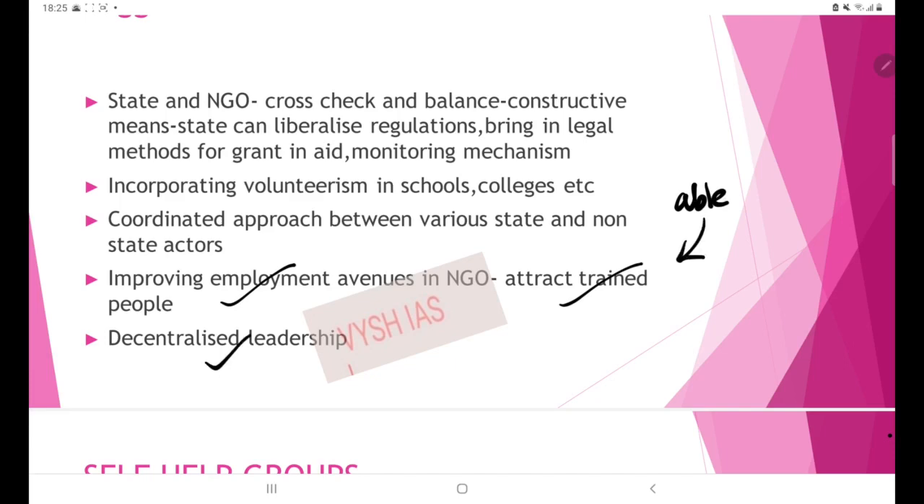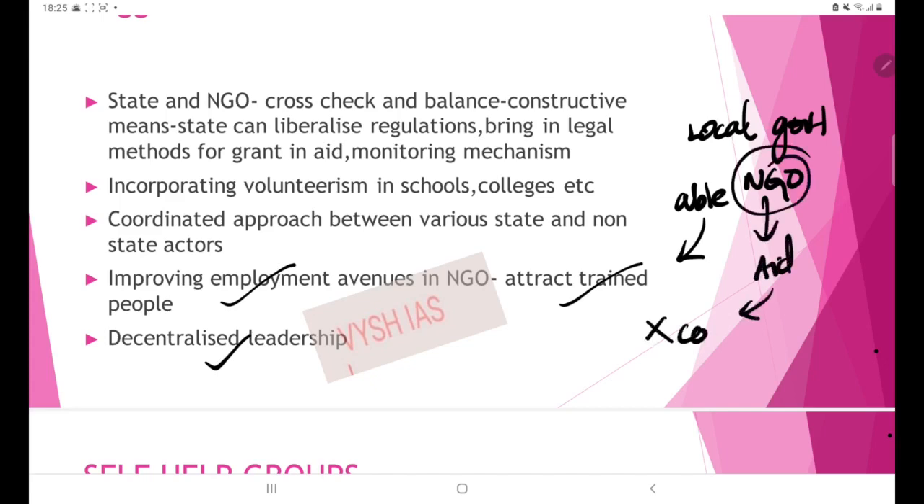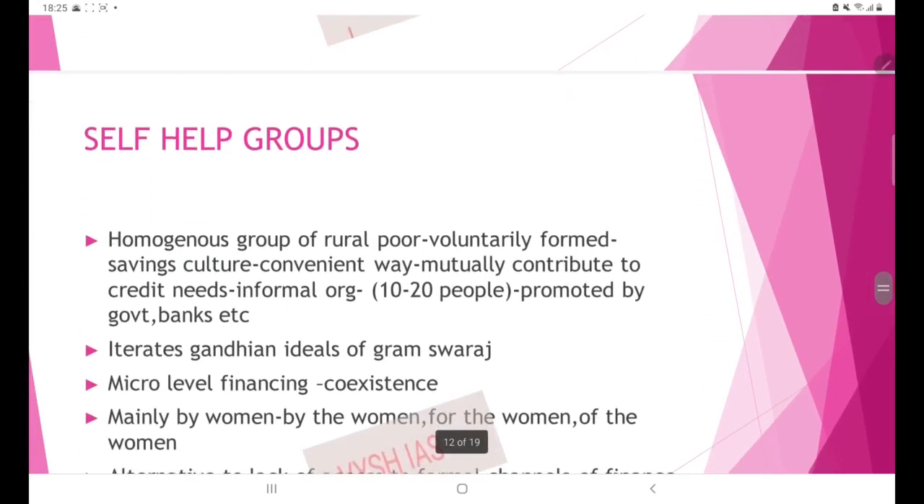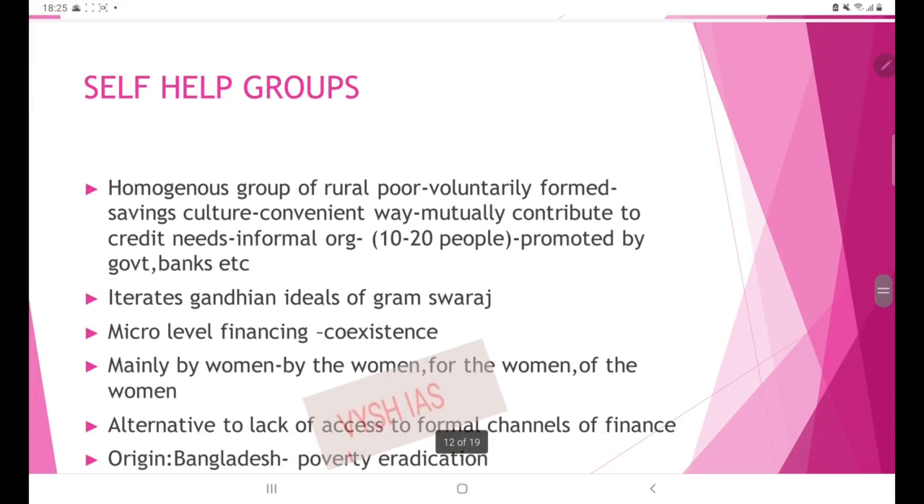Then next is decentralized leadership. In any manner, the role of local government in rural areas and other remote areas shouldn't be curtailed. So NGOs, the role should be very clear. It should act as aid only. It should not go into taking upon the control of a state. Okay, so decentralized leadership is necessary. So that is done. Next we are moving on to the concept called self-help groups.